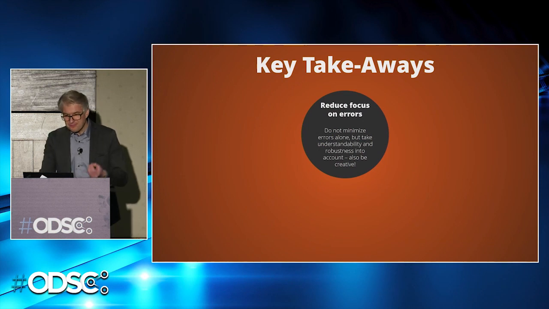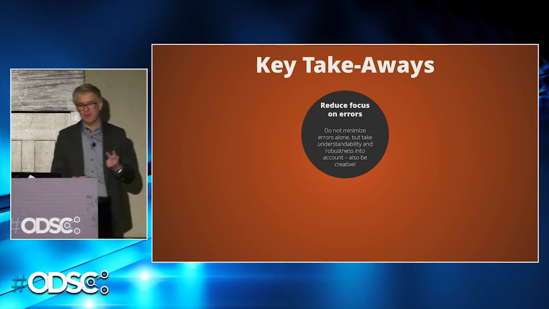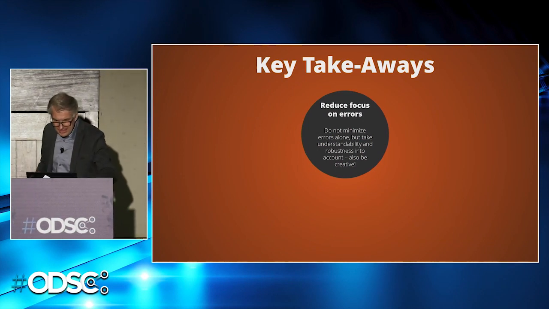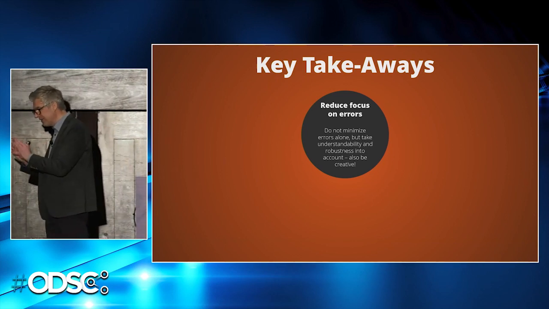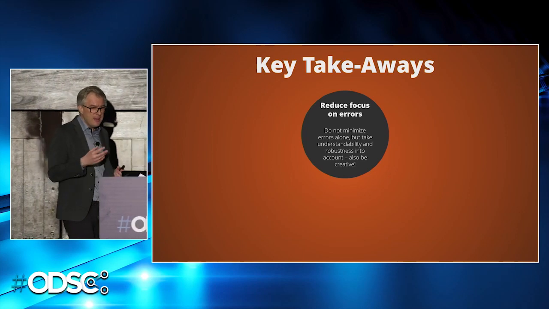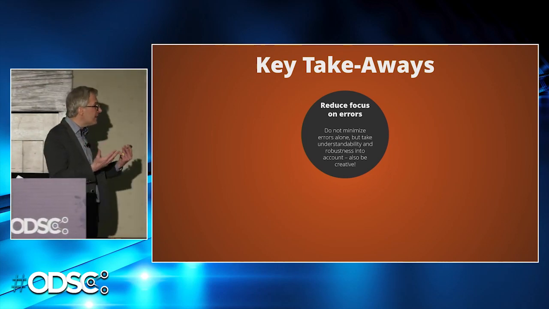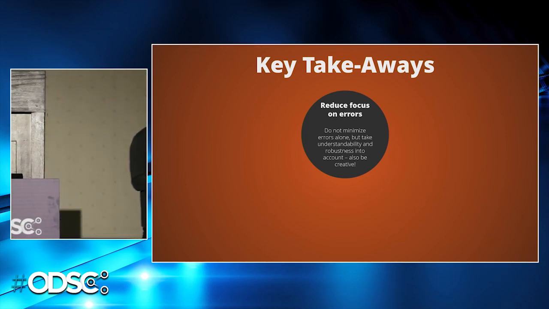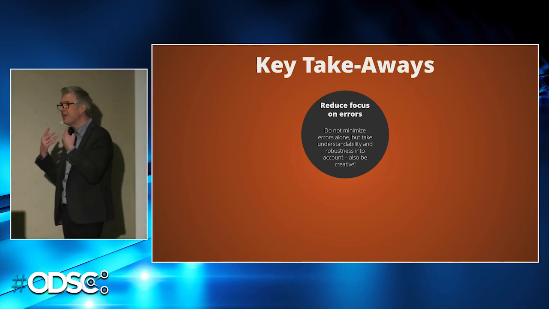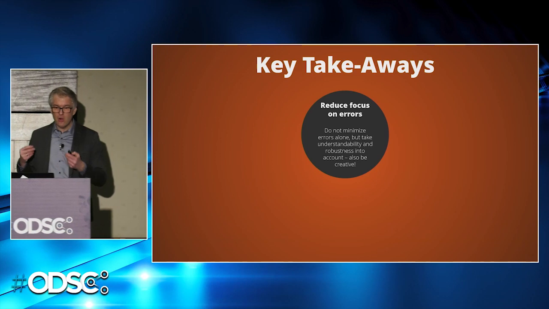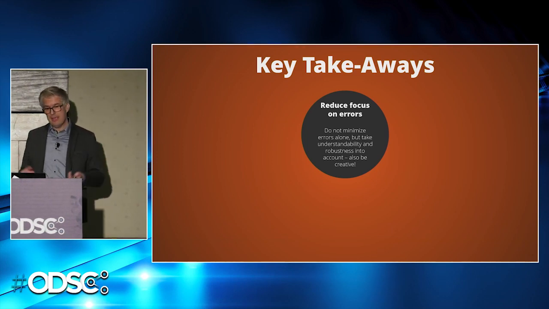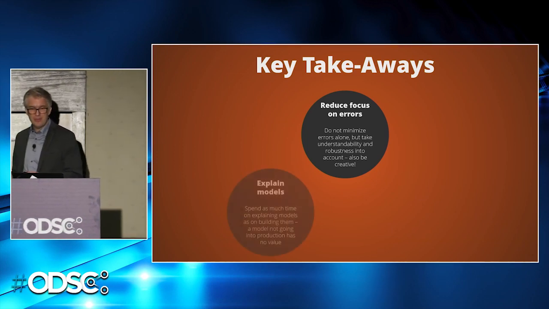All right, let's wrap it. Three key takeaways, really. First one, you should reduce the focus on errors alone, at least. I mean, of course, you want to try your best to build a good model. But balance it with understandability, robustness, runtimes. There's a lot of things to be taken into account. Also be a bit creative, and you will be able to see that you can actually build fantastic models which are almost as accurate, sometimes equally accurate, but more understandable.